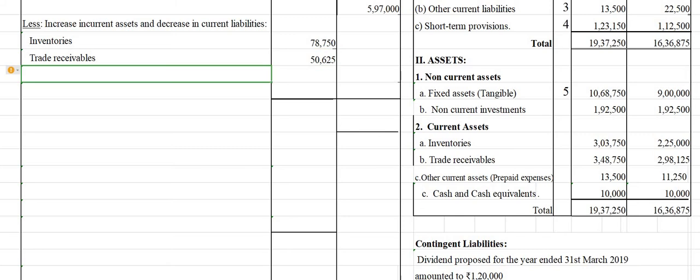Then, in other current assets, the prepaid expenses also increased. So we can write prepaid expenses. How much is the increase? 2,250.